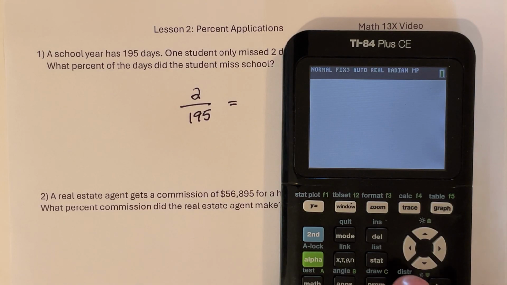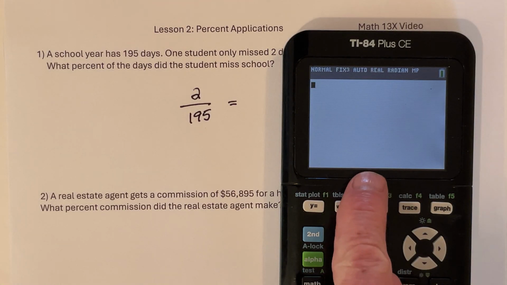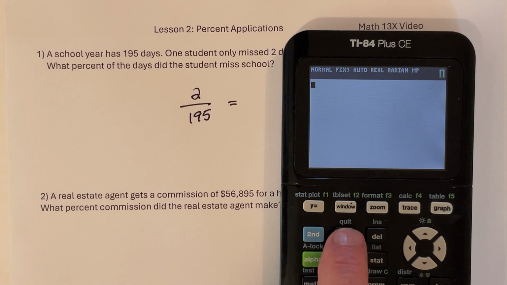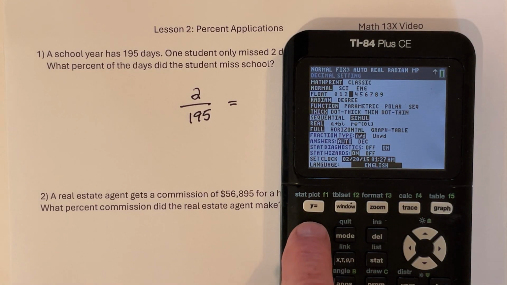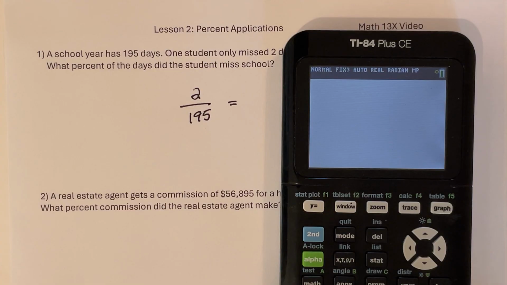So before I divide, I want to make sure that the calculator is going to be set for 3 decimals. So go to mode and change the float to say 3 decimals. So just hit enter. And then second quit, and from now on my calculator is going to have 3 decimals.